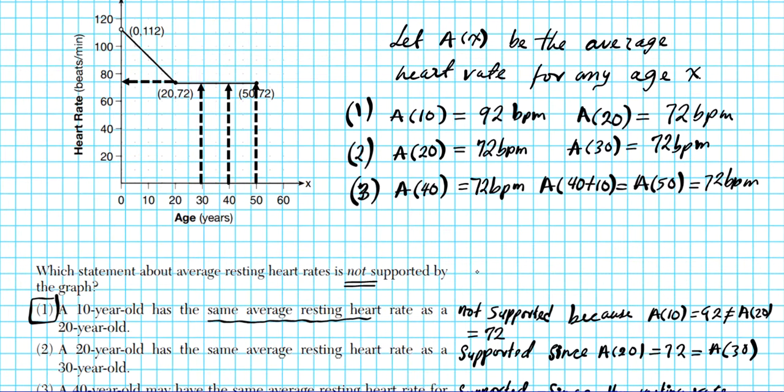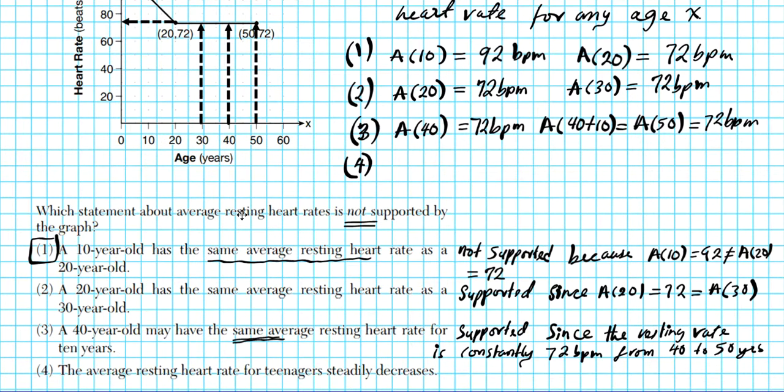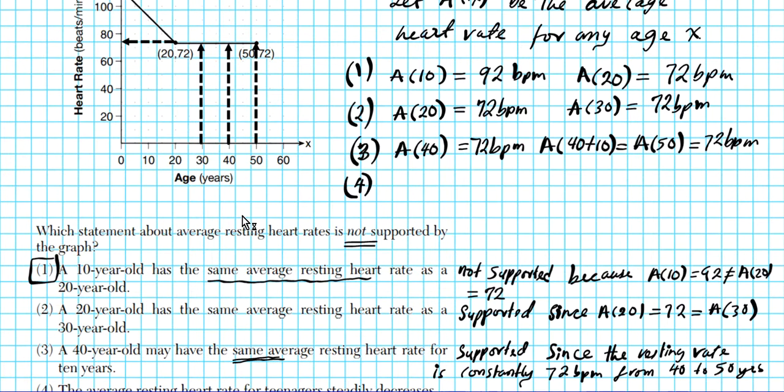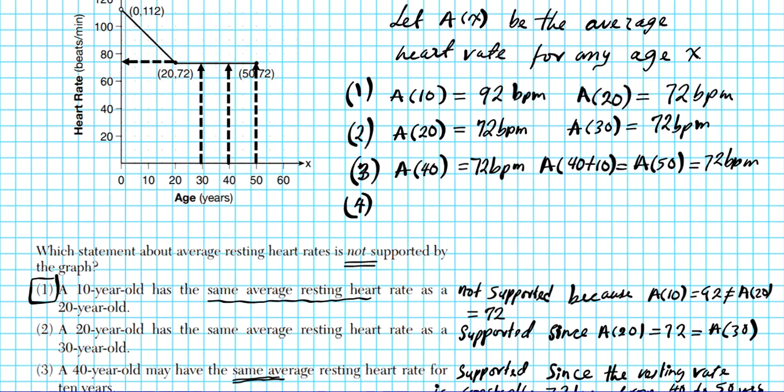So decreasing indicates that the slope should be negative. So what's happening when we go from, what are we looking at? We're looking at the teen years, okay? From 13 all the way to 19. Okay, so let's go from 13 even to 20. So if we look at that interval from 13 all the way to 20, what's happening with the line? What's the slope of the line? The slope of the line is negative. So since the slope of the line is negative, that means that the heart rate is decreasing.